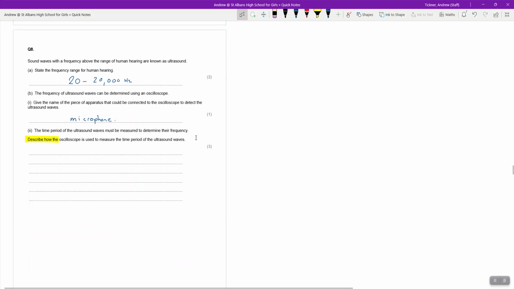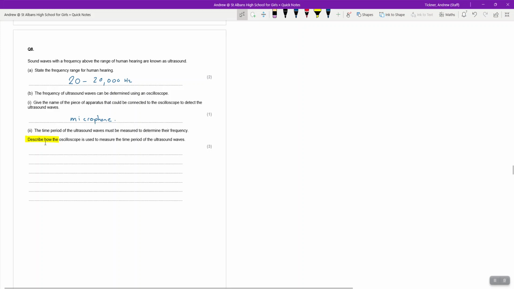Right. Last question. Question 8. Sound waves and frequency: state the frequency range for human hearing, 20 to 20,000 hertz. That's a recall. 1 mark for getting 20, 1 mark for getting 20,000. Give the name of the piece of apparatus that you connect to an oscilloscope to detect sound waves. Microphone. So it's just a thing you plug in, a microphone.